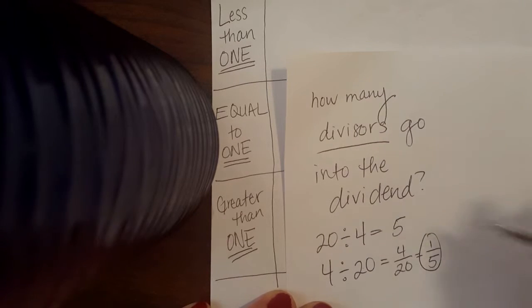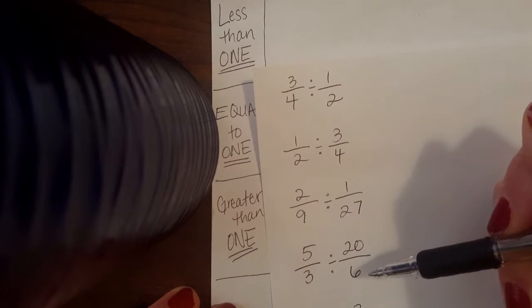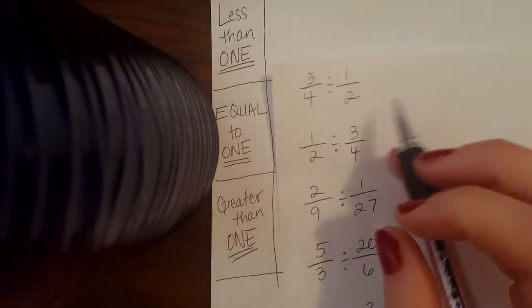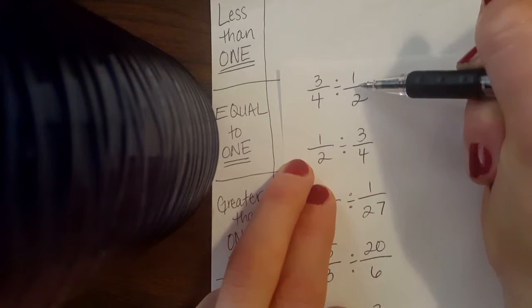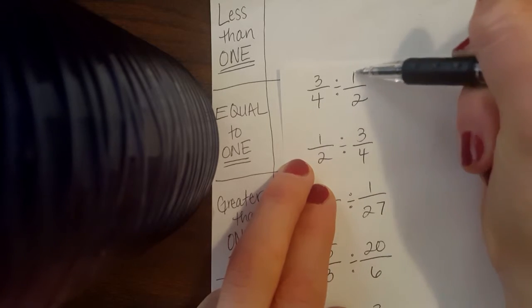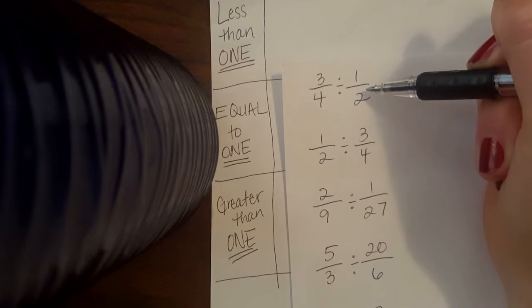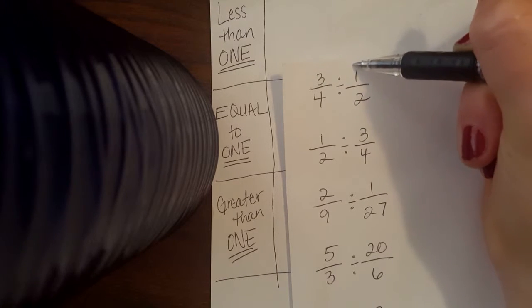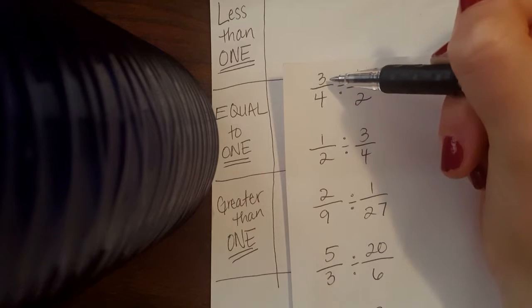And this is the question that we're going to be asking ourselves with these expressions, so that we can figure out about what I think the quotient's going to be. So let's start with this one here: 3/4 divided by 1/2. We're going to ask ourselves, how many 1/2s go into 3/4? Is it at least 1? Is it more than 1, or is it exactly 1? Well, I don't think it's exactly 1 because these are not the same fractions, but I do know that 1/2 is a smaller fraction than 3/4.